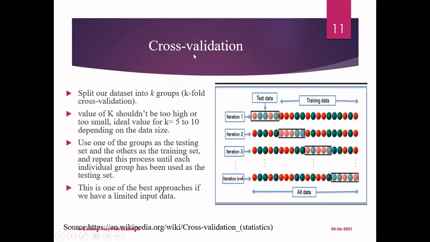And the last approach for this overfitting avoidance is cross-validation. If you have your data set, you are going to split your data set into K groups. So here the name of this one is K-fold cross-validation. The value of K should not be too high or too small. The ideal value for K is from 5 to 10, and you can choose this depending upon your data set size. Now let us understand how this is going to work.